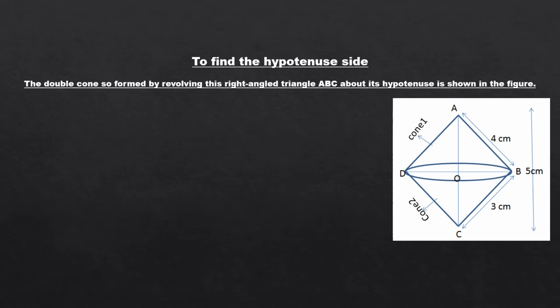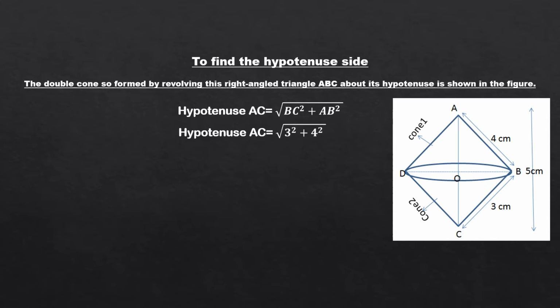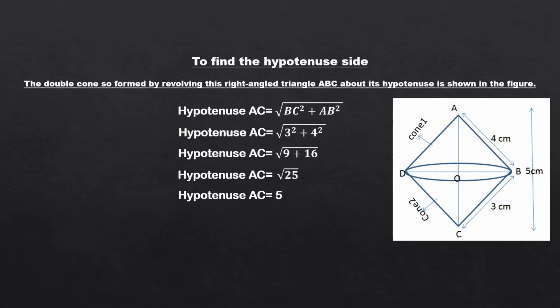The double cone so formed by revolving the right angle triangle ABC about its hypotenuse is shown in the following figure. Now to find side AC, we are going to use the formula. We all know that hypotenuse AC can be found using the formula root over BC square plus AB square. So when we put the values from the question, we will conclude with root over 3 square plus 4 square. On evaluating the equation, we come to the conclusion that hypotenuse AC is 5 centimeters.